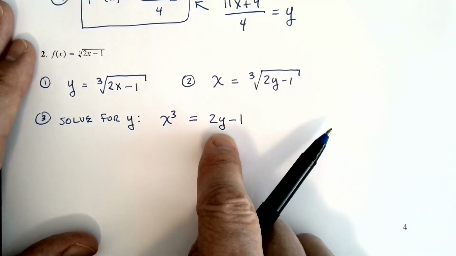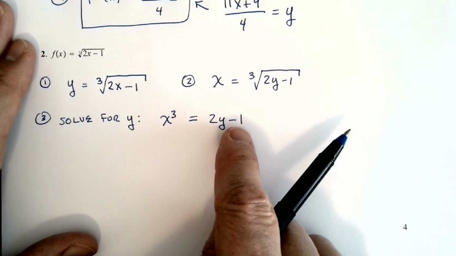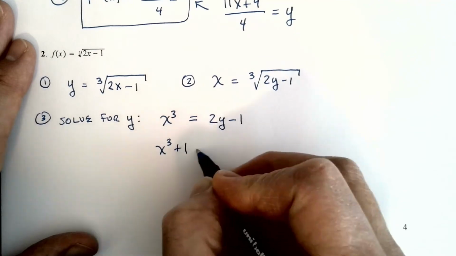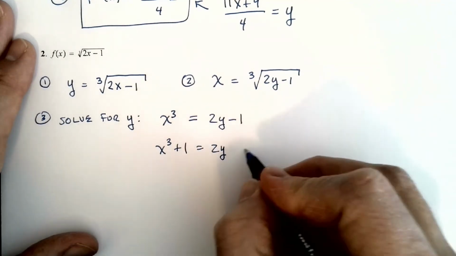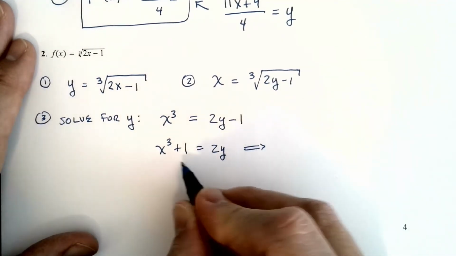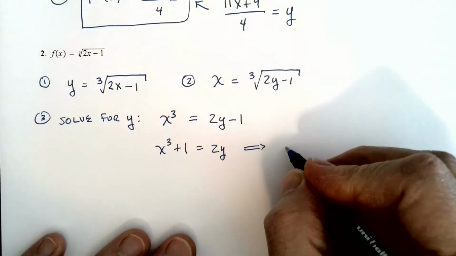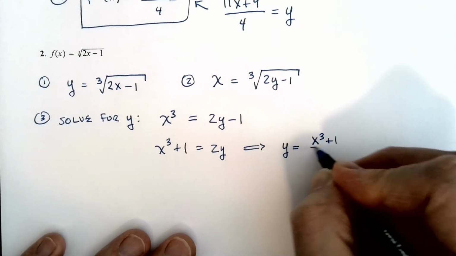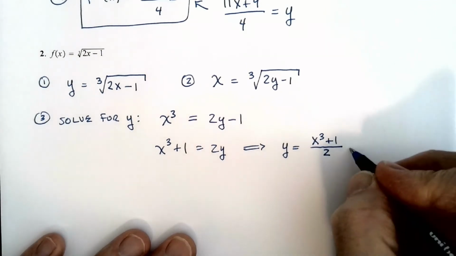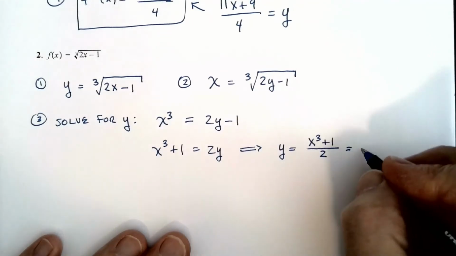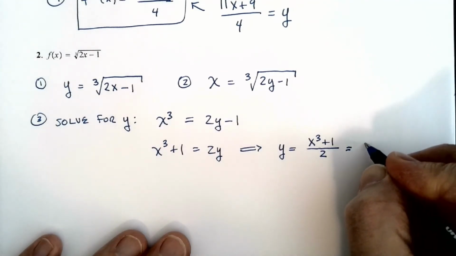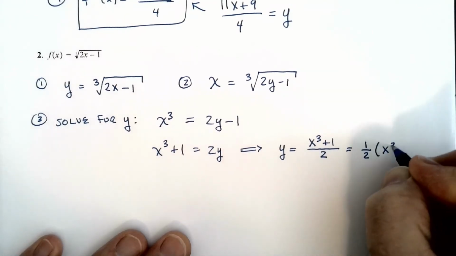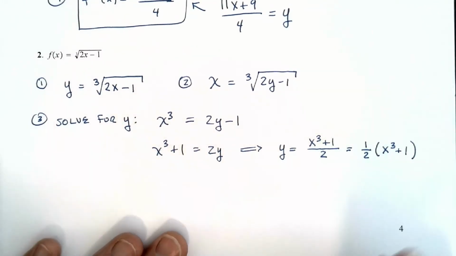Now, what do I do to get y by itself? I first have to get rid of this minus 1, so I add 1 to both sides. And then last, what do I do to get y by itself? Divide by 2. Which, by the way, dividing by 2 is the same as multiplying by how much? Dividing by 2 is the same as multiplying by 1/2. So I could also write it this way. I think that's the way I'm going to write it in this case.